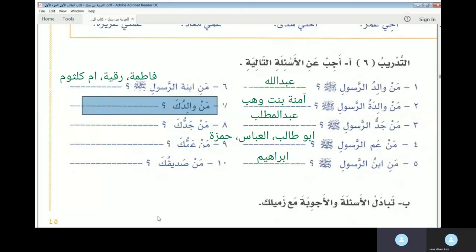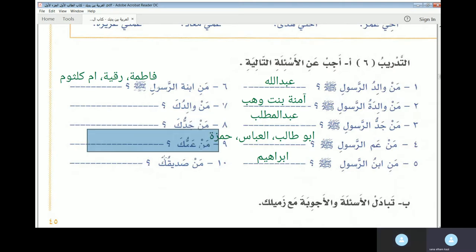Okay, number 67. Now ask these four questions to Miss Anna. Man waliduki? Walidi Iqbal. Man jadduki? Jaddi Abdul Ghani. Man ammuki?